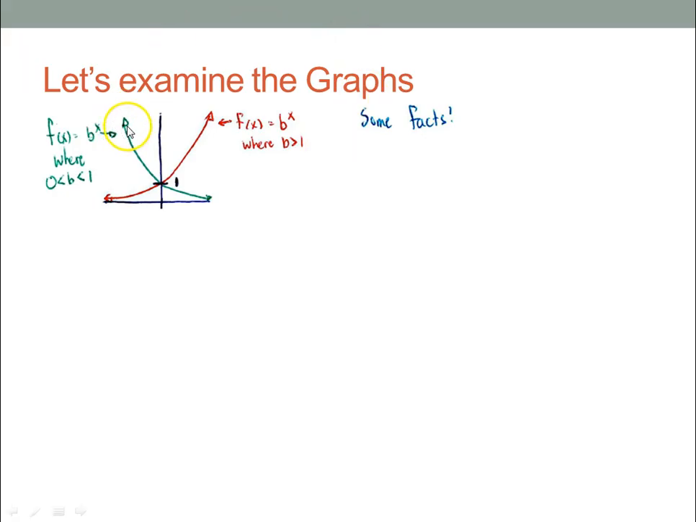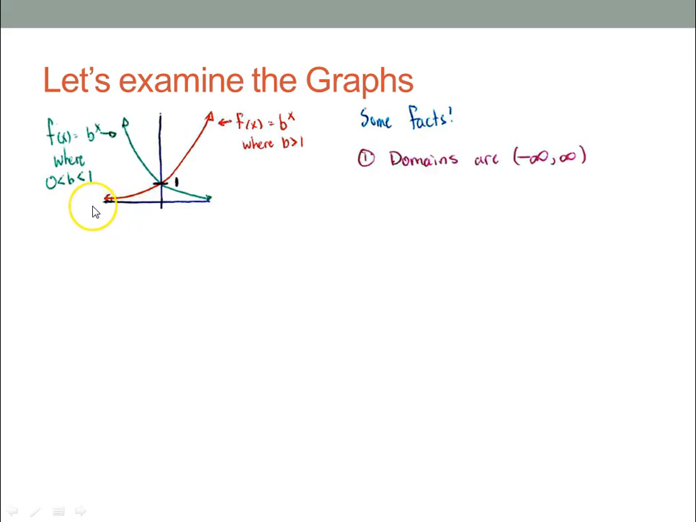So first we have this green graph here, and that's where we have the base as a fraction. So as the x values increase, if the base is a fraction, then the function actually decreases in value. So it becomes closer and closer, but never quite touches the x-axis. And where b is greater than 1, as x increases, as the exponent increases, the value of the function increases, in fact, increases exponentially.